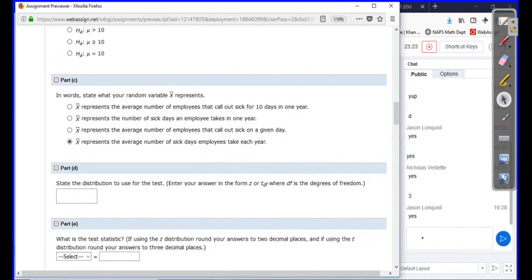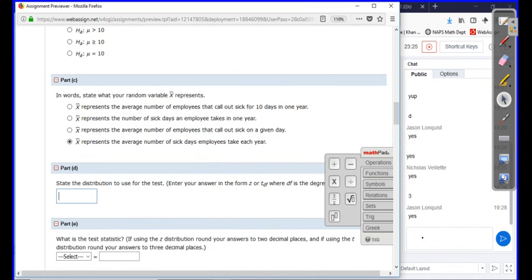So let's state the distribution. In this case, we're either going to enter Z or T with a little subscript that represents the degrees of freedom. The degrees of freedom is equal to the sample size minus 1 if we're using a T distribution. And since our sample size is small, we're going to enter in T.